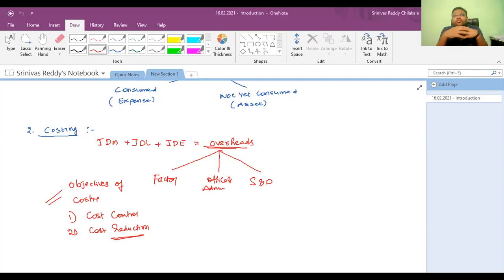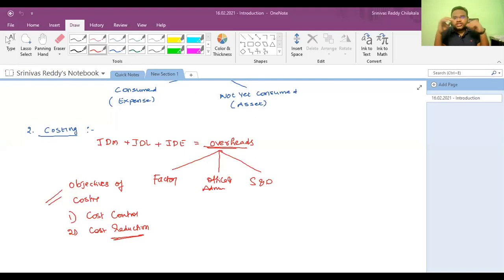Cost center: wherever we are incurring cost, let's take the example of a production process. Let us assume there is a director of production. He is responsible only for the cost, so I'm keeping that as his responsibility. Second one is revenue center. This center will generate only revenue, like your sales outlets. Sales outlets do not incur any cost in terms of production. Their responsibility is just to generate revenue.